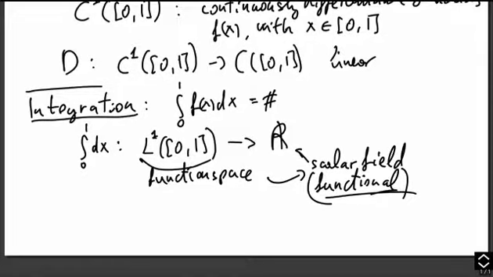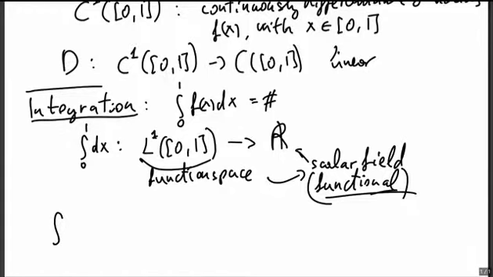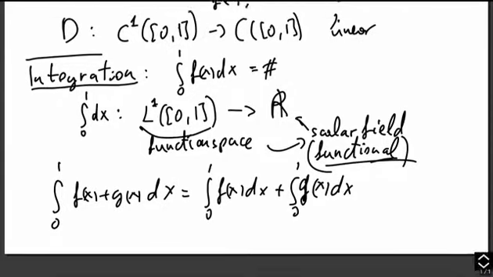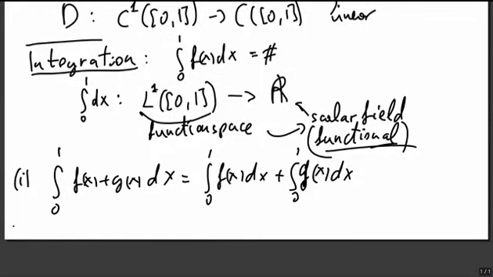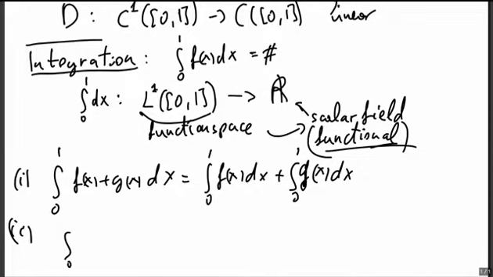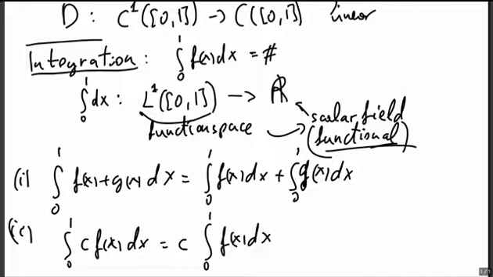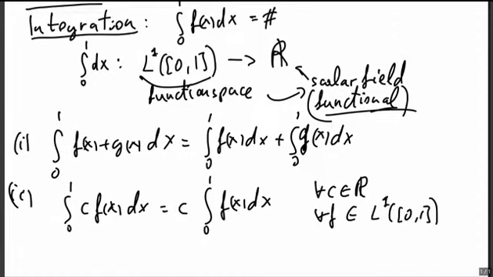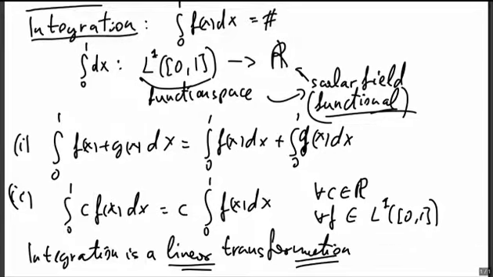Why is it a linear transformation? Because again, from calculus 1, what we learned is that when you integrate from 0 to 1, f of x plus g of x, you can do it term by term. So this is the first property, and when you have a scalar multiple of the function that you integrate, you can factor out this scalar multiplier. So this is true for all c from the real numbers, and also for all f that is integrable. So this means that it's a linear transformation.